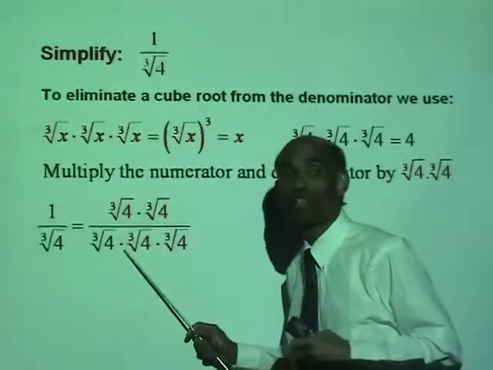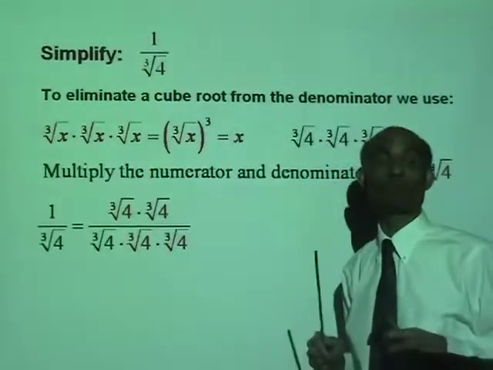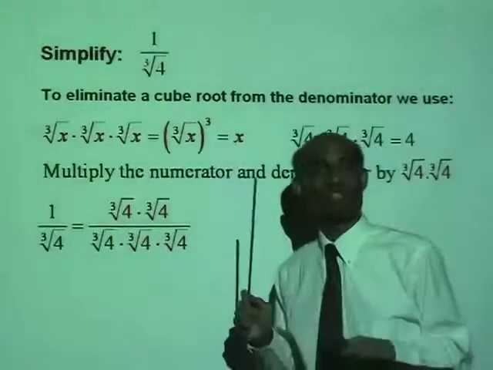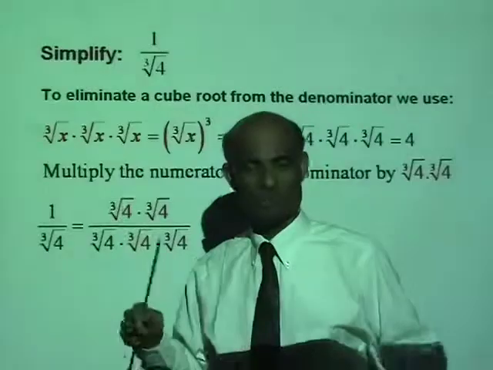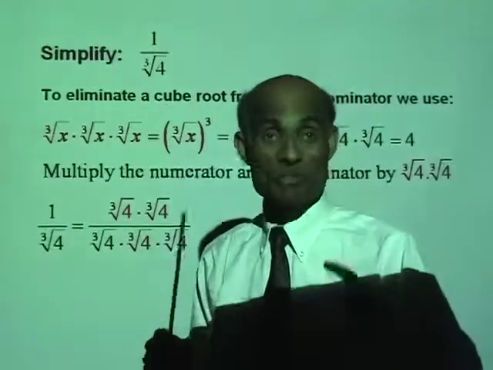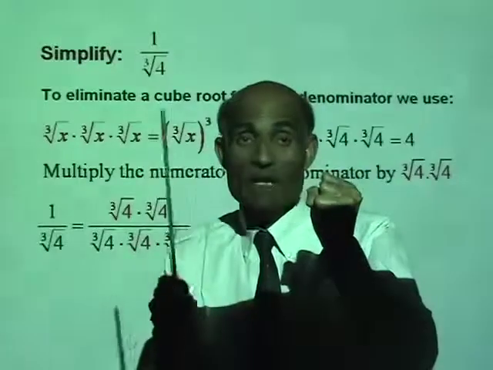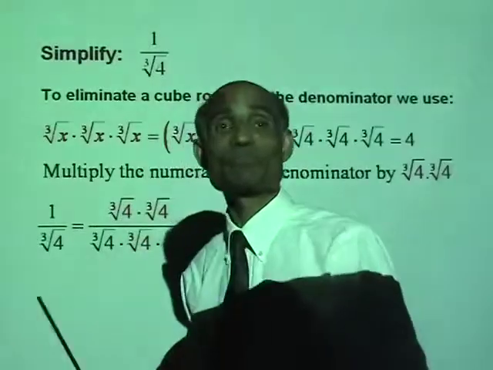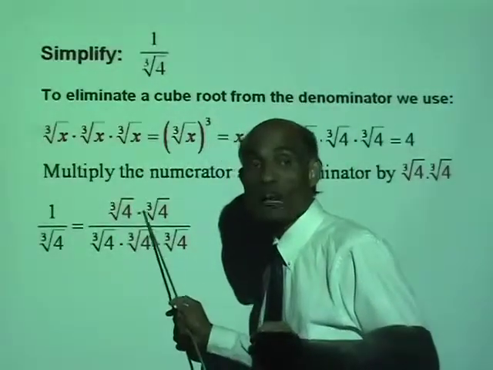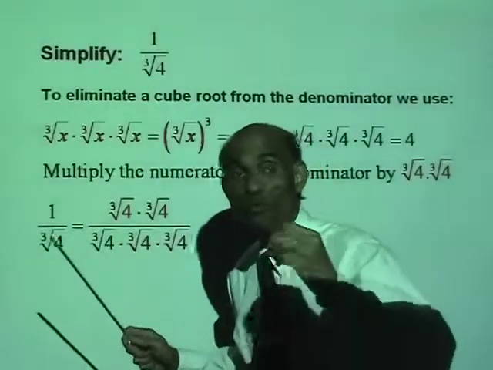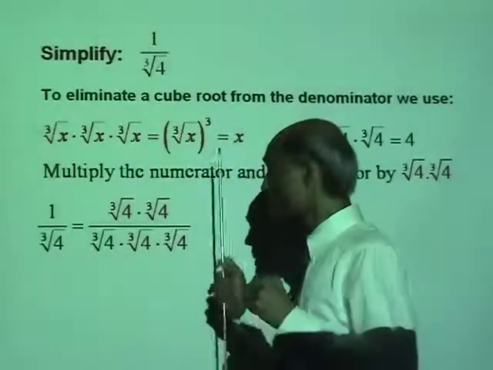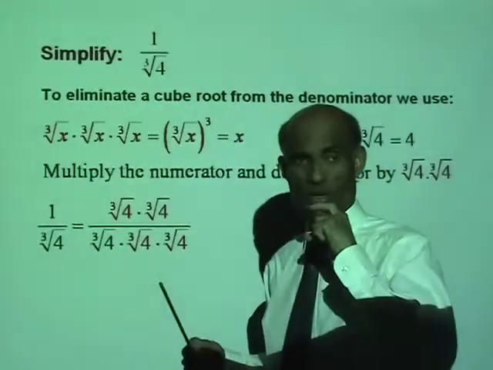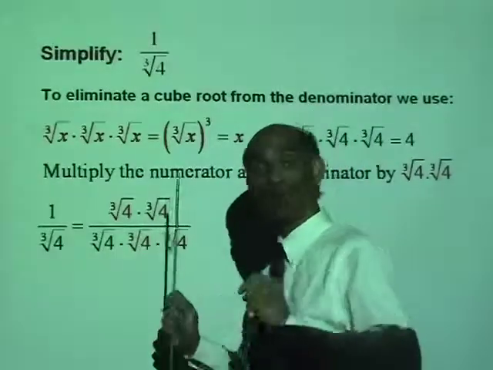What is cube root 4 times cube root 4 times cube root 4? That is 4. Alright, can you simplify the numerator? What is cube root 4 times cube root 4? Use the product rule. Cube root of A times cube root of B is cube root of AB. Cube root 4 times cube root 4 is cube root of 4 times 4. So the numerator can be written as cube root of 8. Is that right? No, cube root of 16. 4 times 4 is 16.